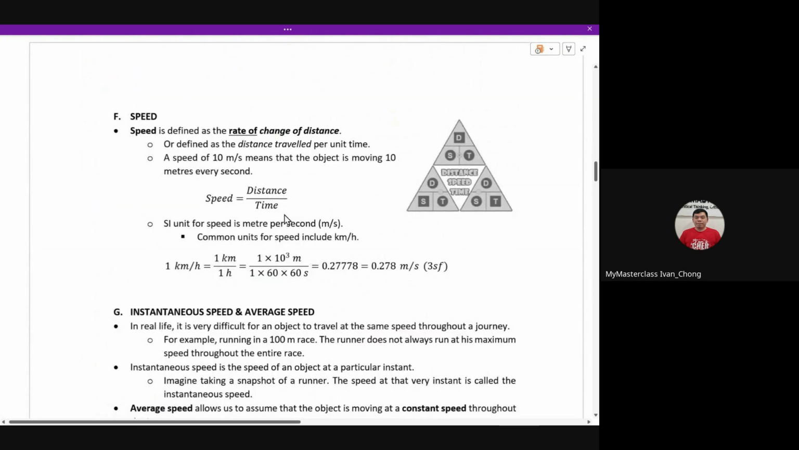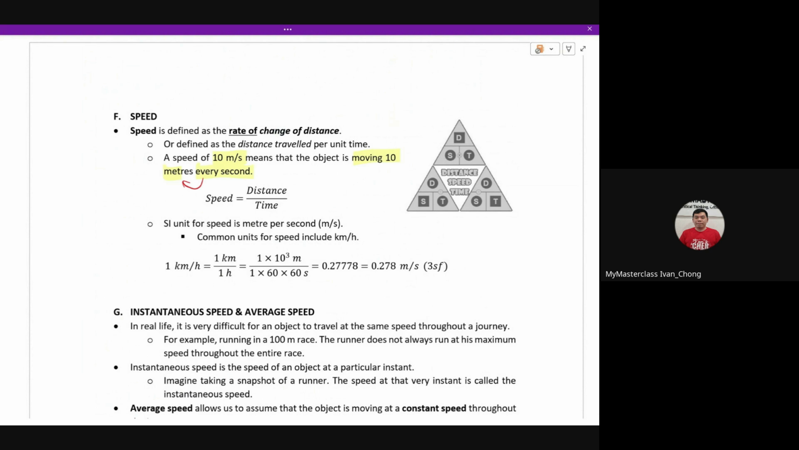Okay, so next, let's talk about speed. Now, speed is basically how fast we move, right? For example, what it means by 10 meters per second. This is speed, right? It means every second, I'll move 10 meters. So speed is basically how fast our distance changes with every unit time. With every second, how much did we move? With every hour, how much did we move, for example? So speed is your distance divided by time.